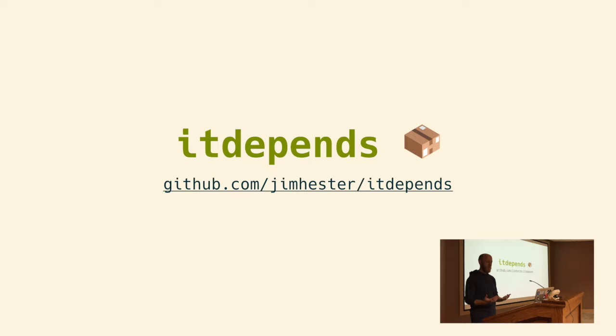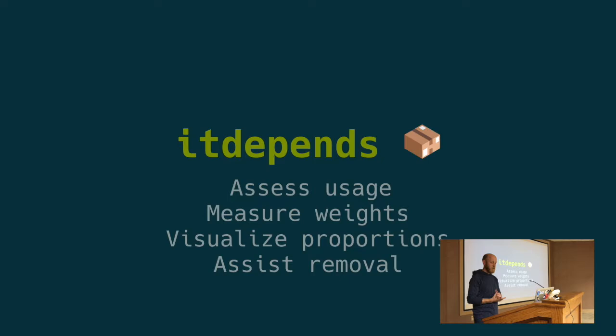I have this package that I've been working on. It's only on GitHub right now. The goal is to help you measure and quantify the dependencies in your project or package. It does four things. First, it assesses all of the dependencies that you're using in your project. Second, it lets you measure the weights of each individual dependency across a wide variety of metrics. Third, it lets you visualize the proportion of these weights in your whole project, so you can get a good idea of which dependencies are contributing most to the overall weight of your project. And lastly, it allows you to locate all the dependencies to assist in removing them, if you decide that's the route to go down.